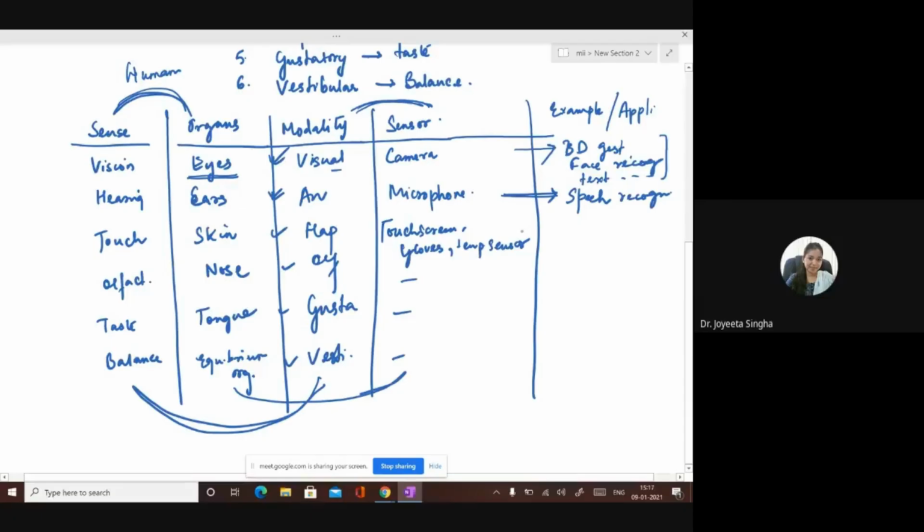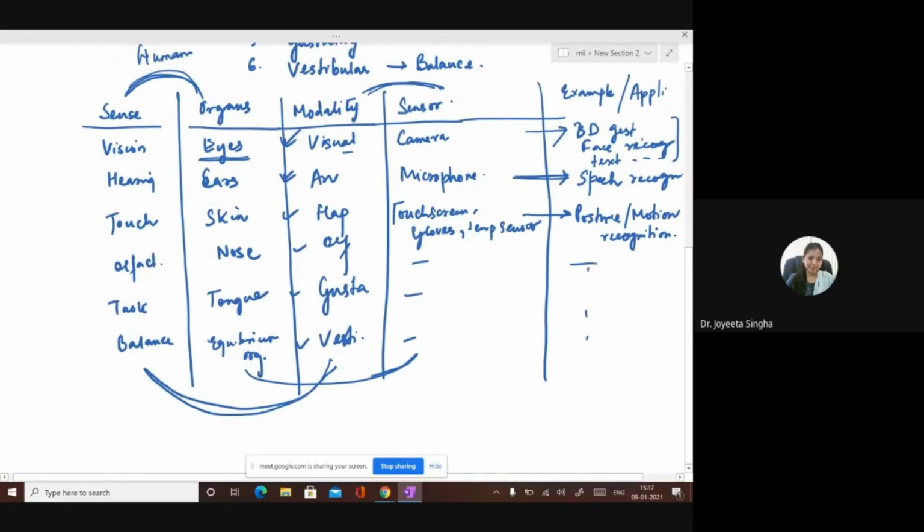Then for your skin, you have posture or motion recognition. We'll study these applications one by one when we study each modality. Since nose, tongue, and balance are less used, now they are used in most of the games. The balance perception has been used now, so you can write similar examples related to that particular modality. Okay, so these were some example applications related to that particular modality.